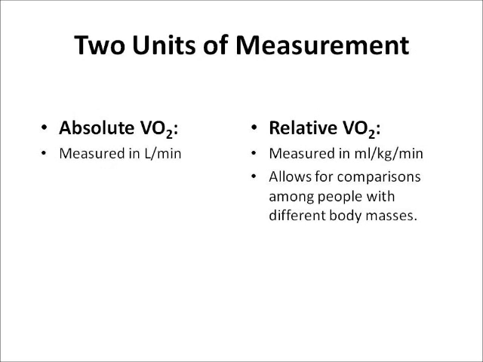Next slide is 2 units of measurement. The first is VO2, or absolute VO2. That's measured in liters per minute. And then relative VO2 is measured in mils per kg per minute. Relative allows for comparisons among people with different body masses.